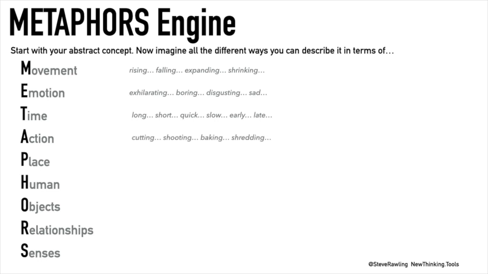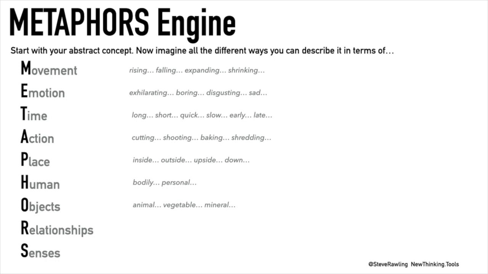What sort of action could you use to describe it? Cutting, shooting, baking, shredding, any verb you like. What about place? Is it inside, outside, upside, down? When we talk about human, is it something related to our bodies or related to something personal that we all experience? Objects, again, take your pick, animal, vegetable, or mineral.